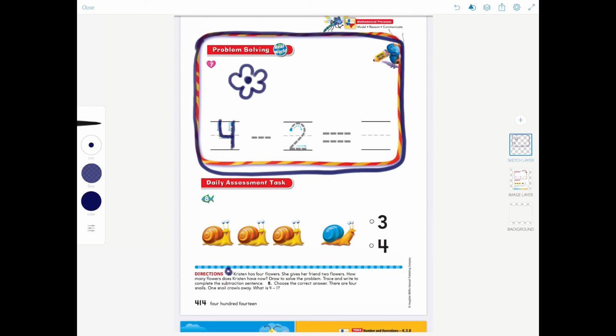I'm going to draw 1, 2, 3, 4 flowers. And then it says the change is she gives her friend 2 flowers. So if she gives them away, that means they're going to go away. So we subtract 2 flowers. So I'm going to go ahead and put a circle around those 2 that are going away. And then that tells me how many are left over.